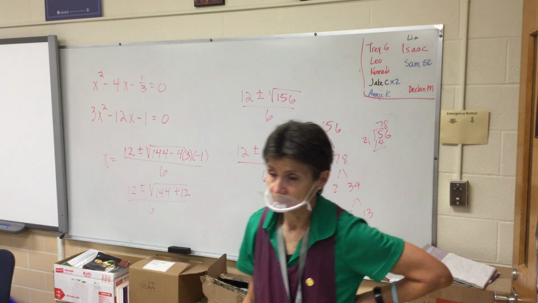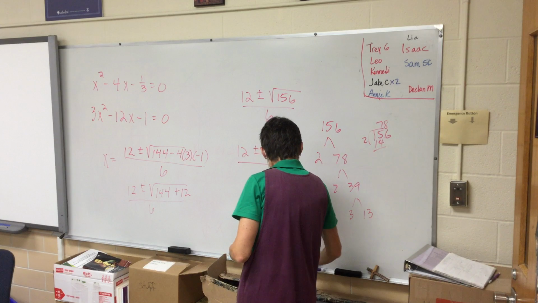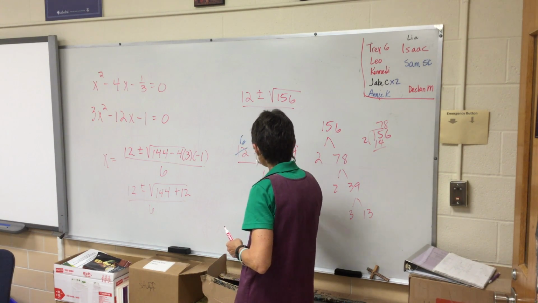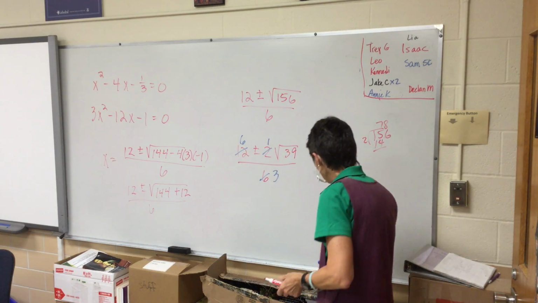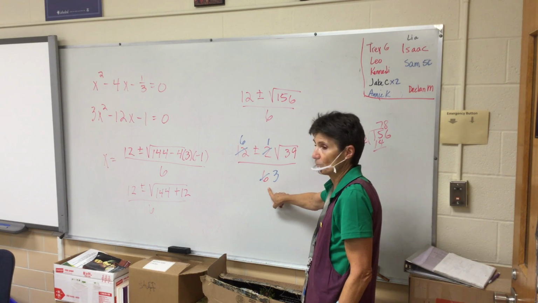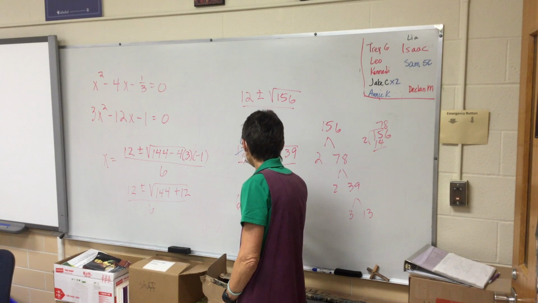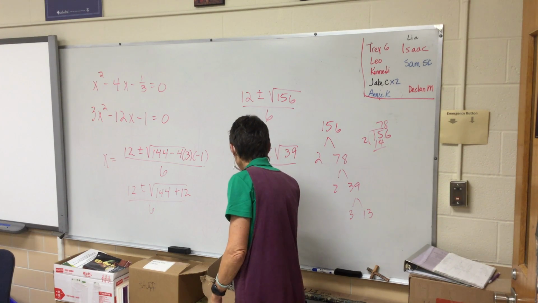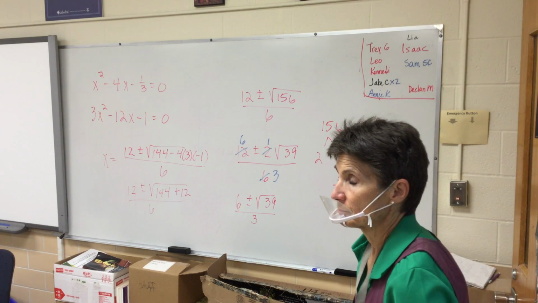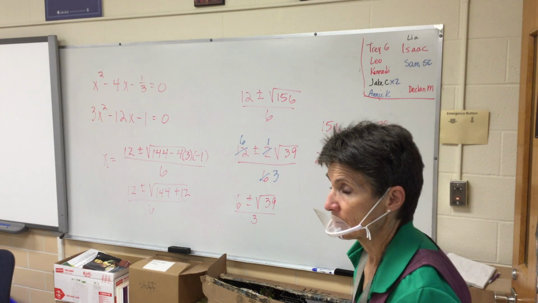Now can we cancel? Yes, because now we can take a 2 out of this, and this, and this. Those are the 3 spots that you have to be able to cancel from if you're going to cancel. So 6 plus or minus root 39 over 3 is our answer. Okay?